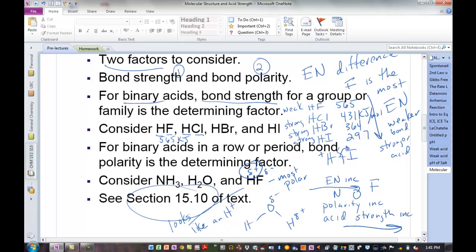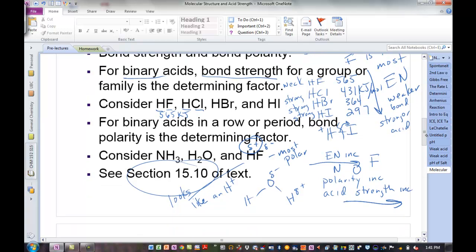Let's see. There is a conceptual exercise, 15.6, and that's about it. So there's not really any example problems, but it's only a 2-page section. I would read it, work the conceptual problem there. This is a fairly easy concept, although the rules for binary acids going down a column and across a row are different. Down a column is bond strength, across a row is bond polarity.